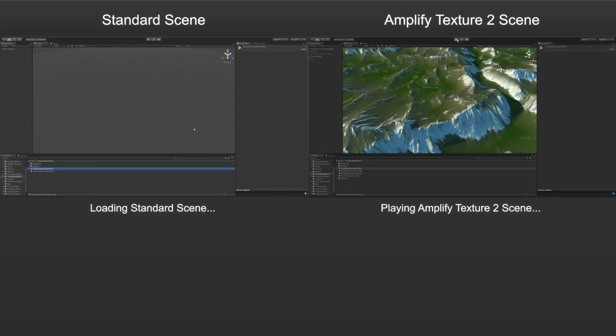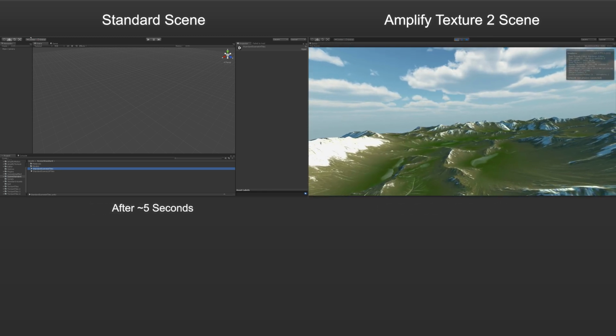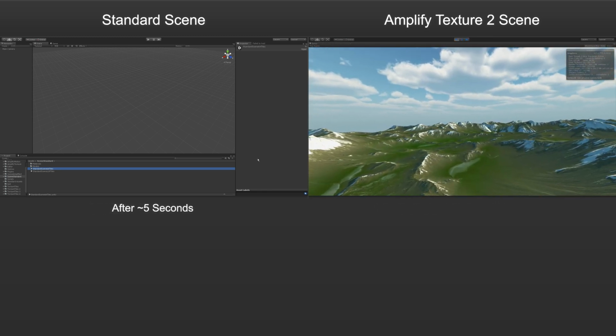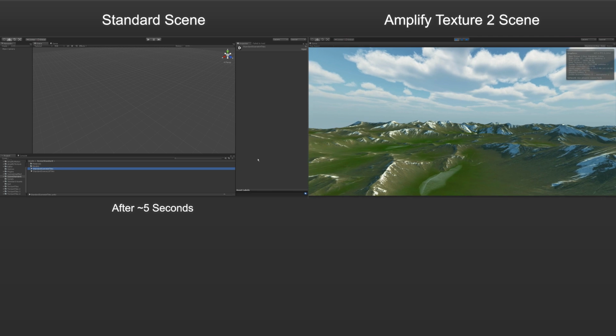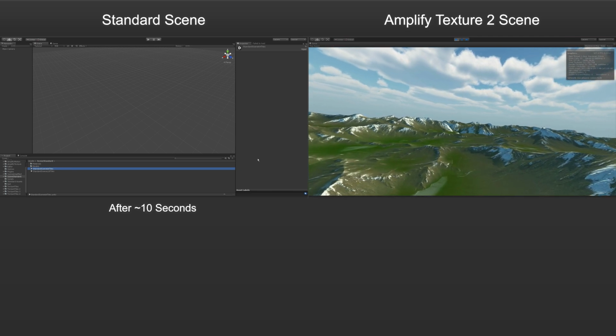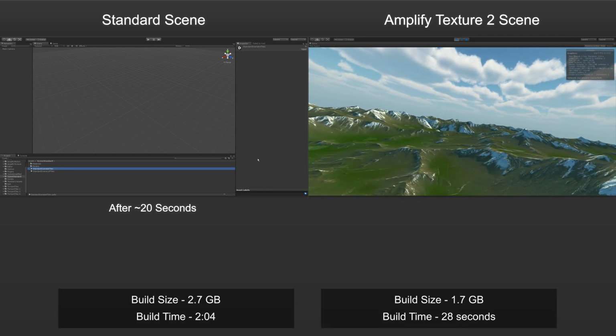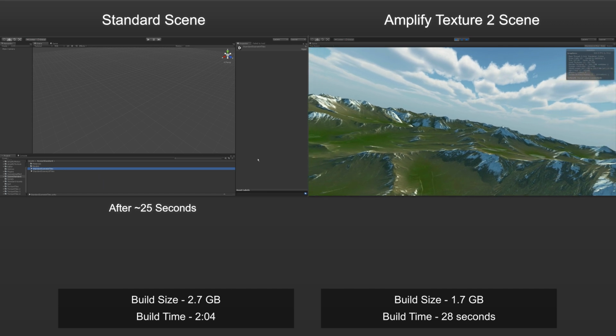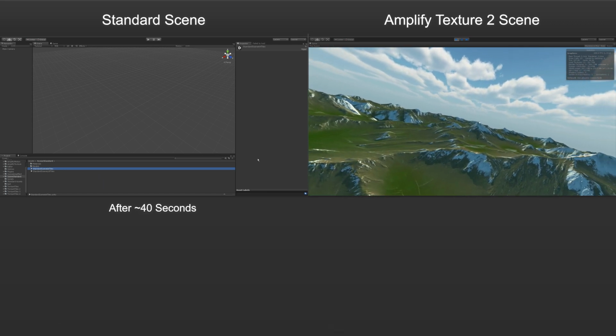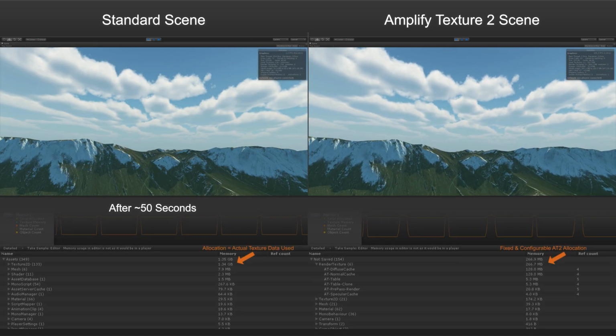As you can see on the right side, Amplify Texture 2 has already loaded the scene, while the standard scene on the left is still struggling to load 64 tiles with 128 4K textures. Keep in mind that unlike Amplify Texture 2, standard scenes will occupy both system and video memory with texture data.